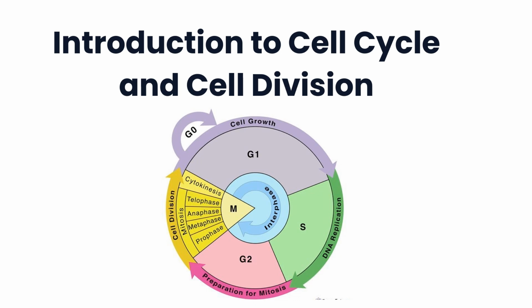Every second, millions of cells in your body divide to replace old or damaged cells. But how does this happen without making mistakes? Let's discover this amazing process known as the cell cycle. So today I will explain about cell cycle and cell division.